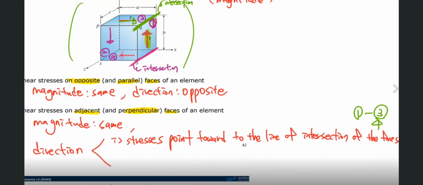And another case, the stresses point away from the line of the intersection of the faces. So in this case, we can highlight the faces between 1 and 4.